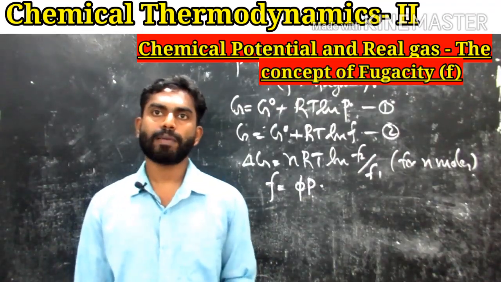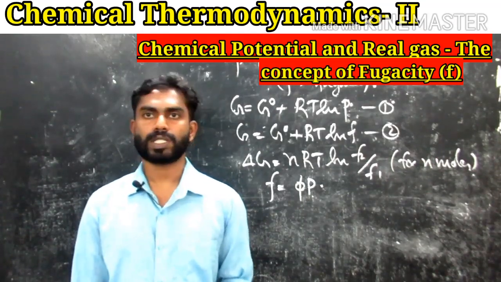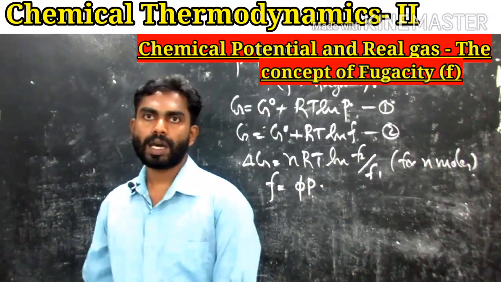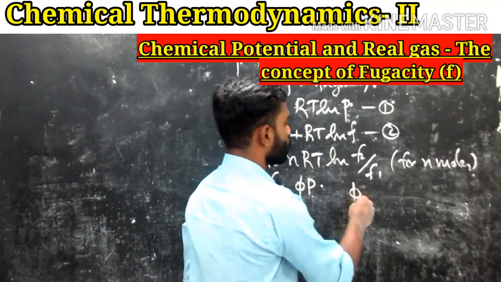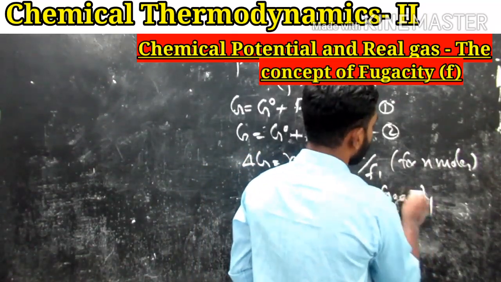Where phi is a dimensionless constant called the fugacity coefficient. അപ്പോൾ ഇതൊരു ഡയമെൻഷൻലെസ് ആയിട്ടുള്ള ഒരു കോൺസ്റ്റന്റ് ആണ്. അതിന് നമ്മൾ പറയുന്ന പേരാണ് fugacity coefficient. Phi is the fugacity coefficient.